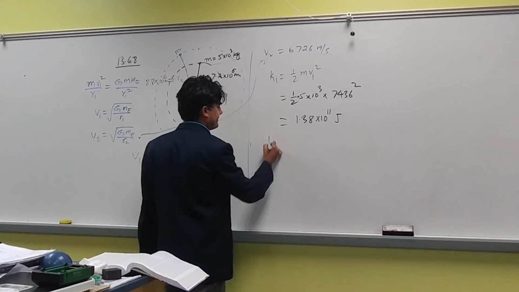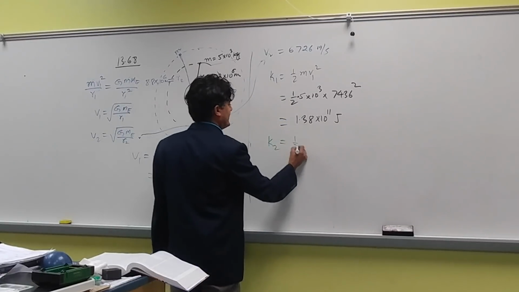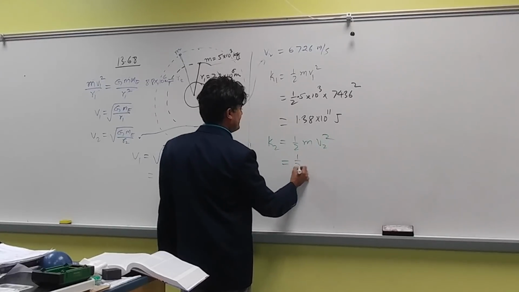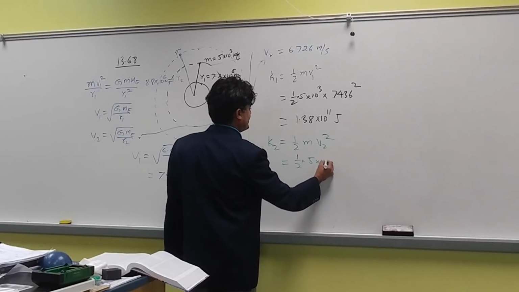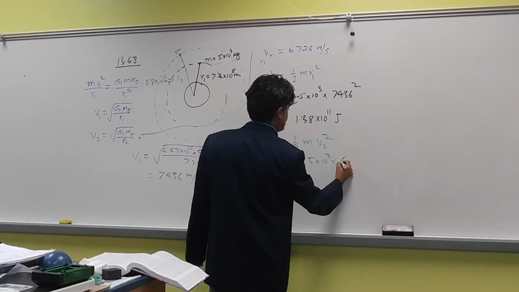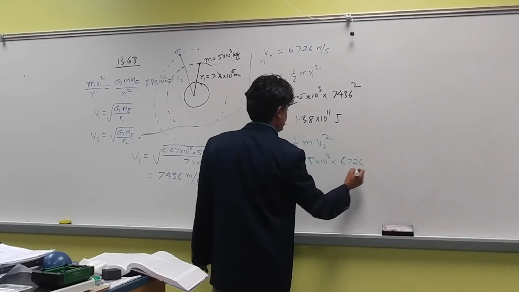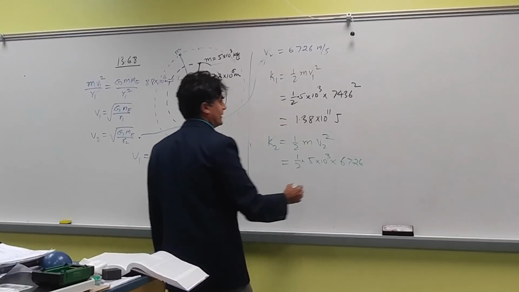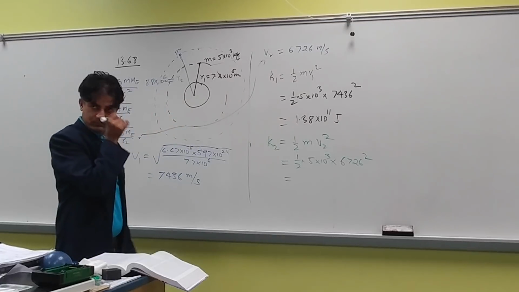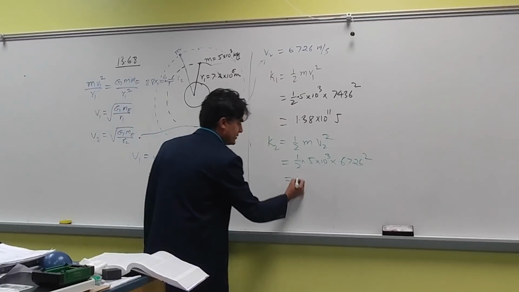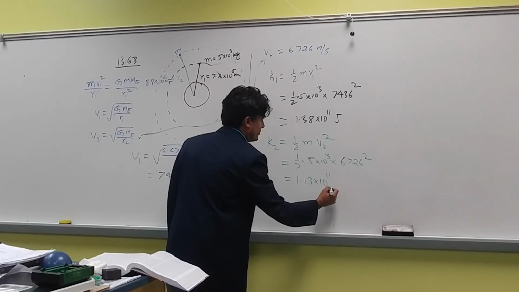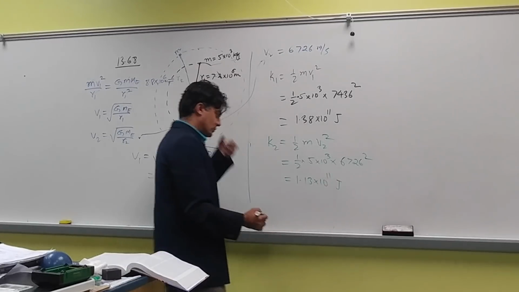What about K2? 1/2, the same mass, 5 times 10 to the third, times V2 squared, where V2 is 6726 squared. So that is 1.13 times 10 to the 11 joule.